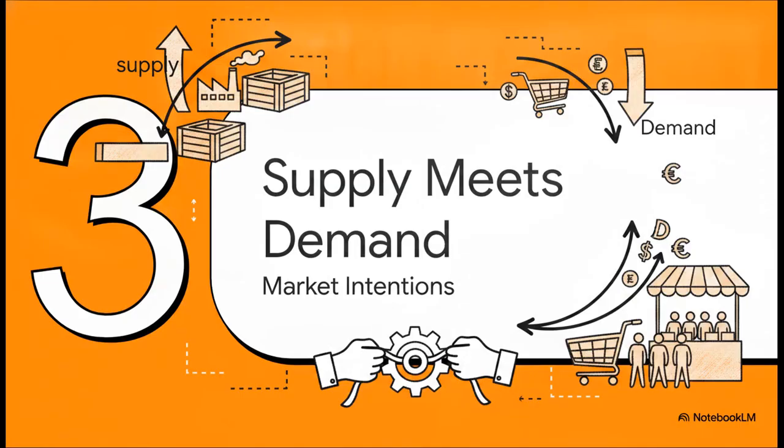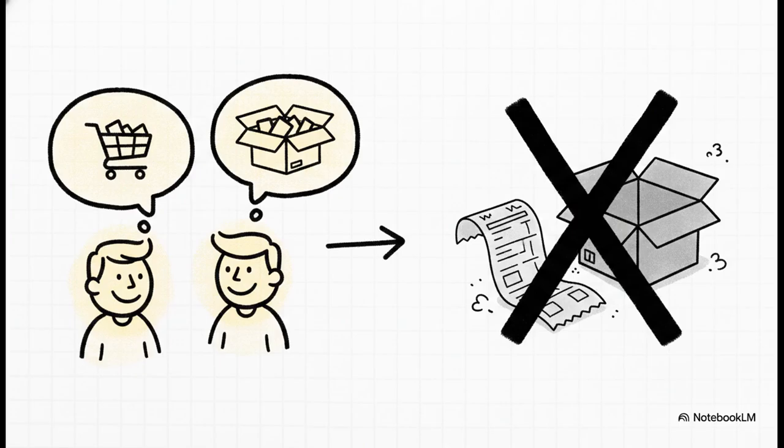Let's step out of the theoretical realm for a bit. Section 3, where supply meets demand, intentions in the market. We are moving into the actual marketplace where commodities change hands and the real tug-of-war happens. Okay, there is a massive misconception we need to clear up right now. When economists talk about supply and demand in the context of equilibrium, they are absolutely not looking in the rearview mirror at what was already sold. Instead, supply and demand are all about intentions.